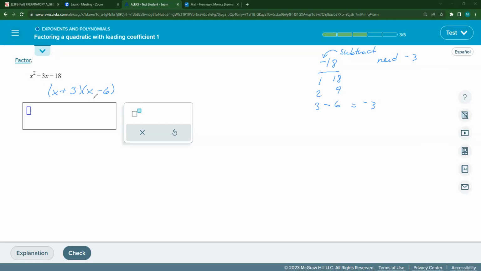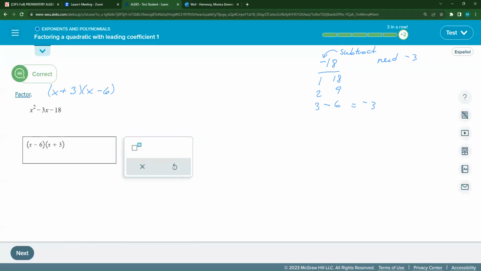Yet again, I could put the parentheses in the other order. So I could say x minus 6 times x plus 3. As long as I have the parentheses, multiplication can be done in either order. So I will type it in as x minus 6, x plus 3, just so long as I have the right sign with the right one. So negative 6 plus 3 is still going to equal negative 3. So we are going to be good. We will check that. And our topic is done.